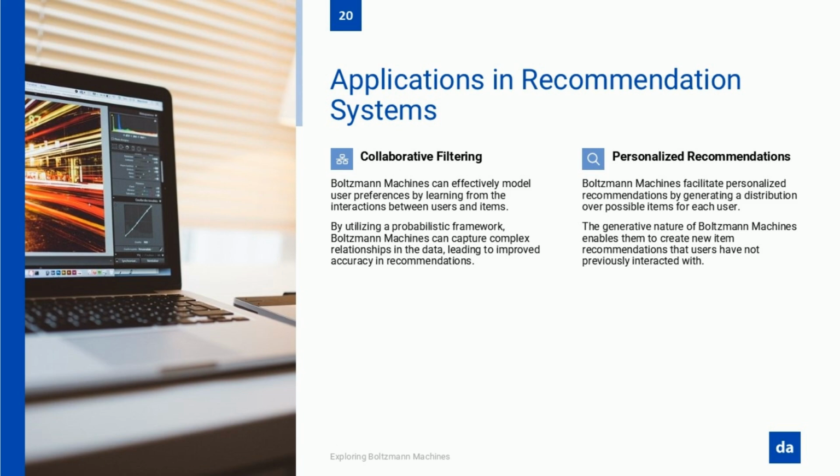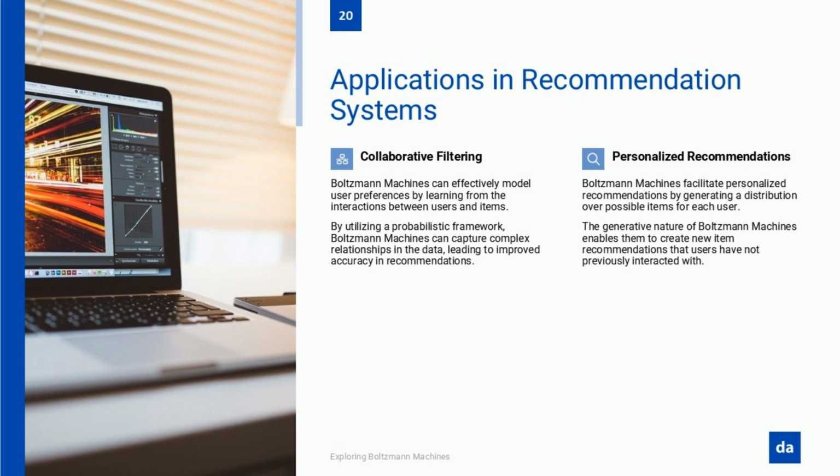Boltzmann machines have played a significant role in recommendation systems, helping platforms like Netflix, Amazon, and Spotify predict user preferences and personalize content. While deep learning has taken over much of the recommendation space, Boltzmann-based models, particularly restricted Boltzmann machines, RBMs, were among the first successful neural network approaches used for collaborative filtering and content suggestion.